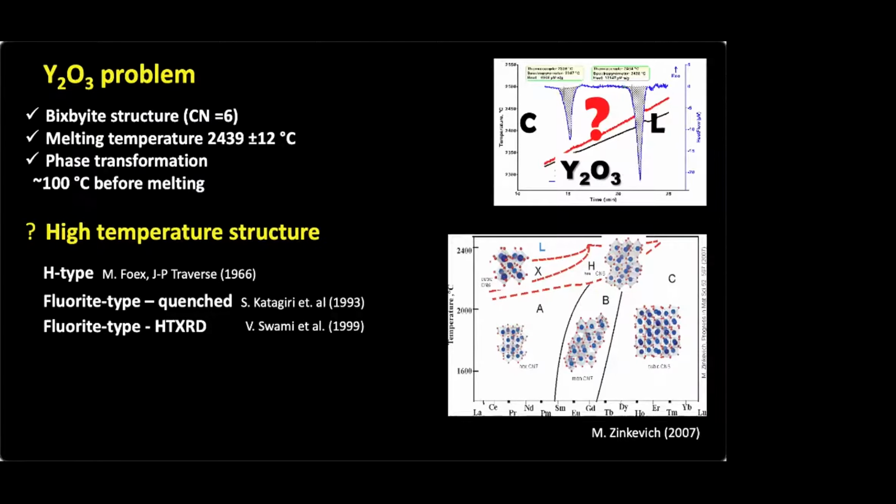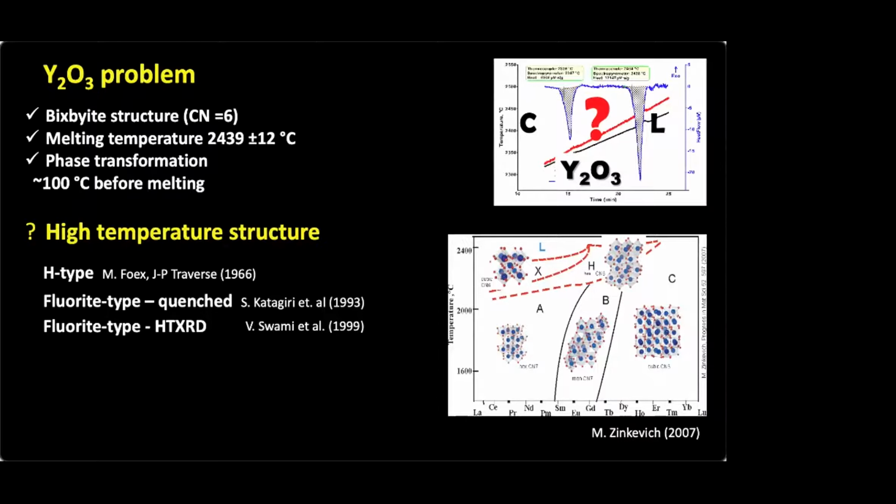However, there is still a pending question about its high temperature structure. Foex and Traverse first studied yttrium oxide together with other rare earth oxides and reported that it has an H-type structure similar to holmium and erbium at high temperature.